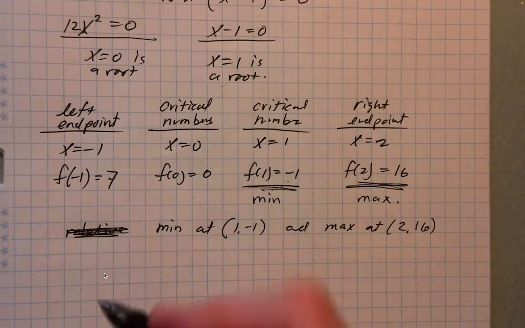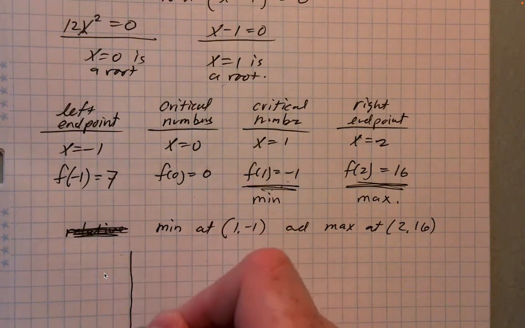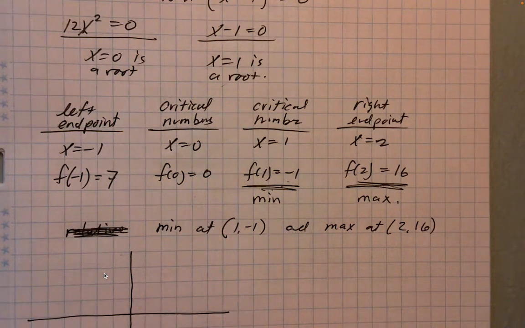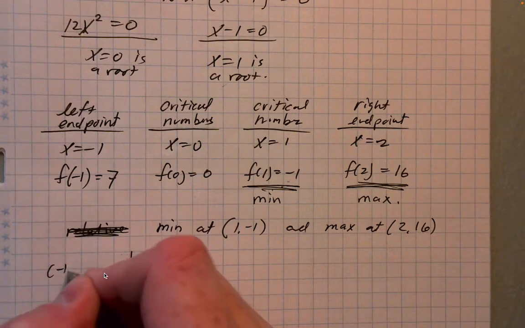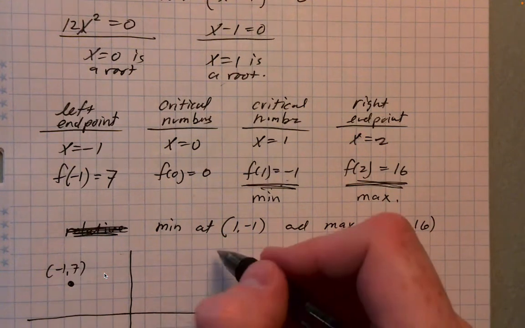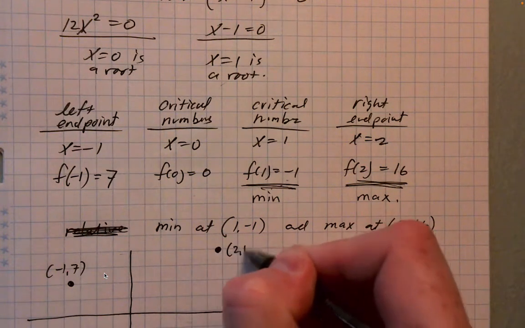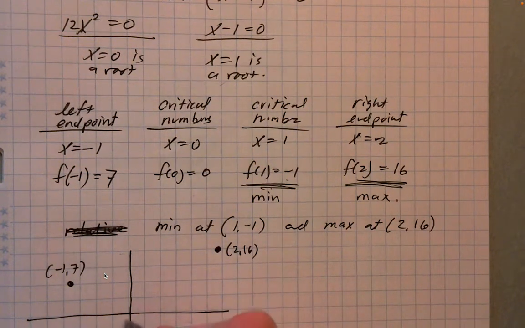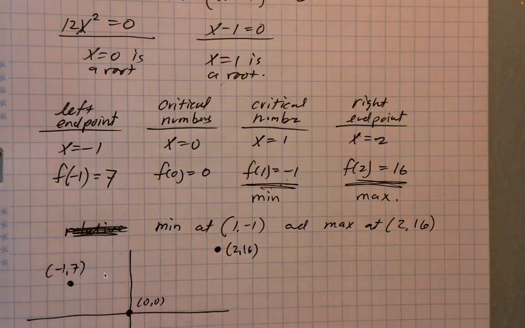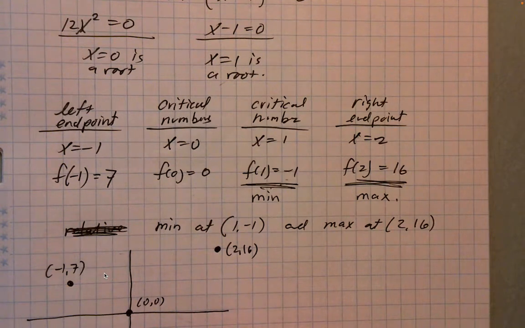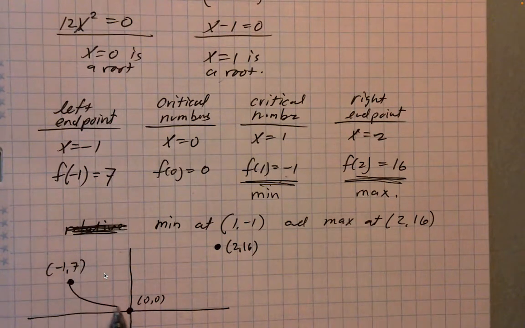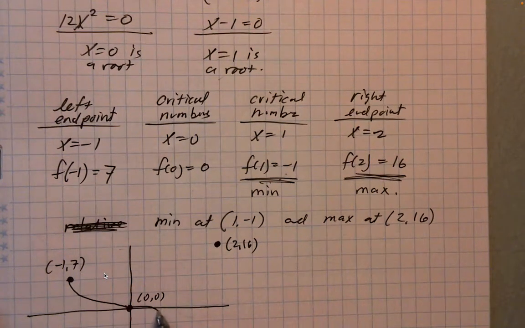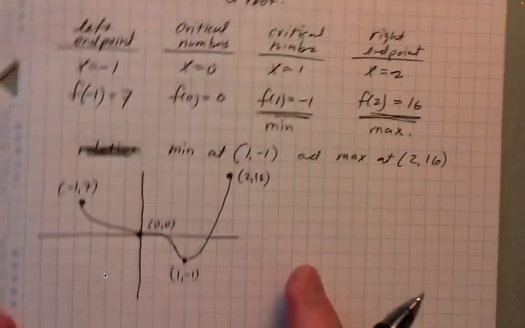So what does this function look like? Well, I went and plotted it or looked it up. And so somewhere over here you've got negative 1, 7 on this endpoint. And then this is not to scale, but you got 2, 16 on this endpoint. 0, 0 is here. And then 1, negative 1 is here. Again, terrible drawing. But basically the function comes down like this, flattens out at 0, 0, then drops down to here, flattens out, and then comes up. So it looks like this.